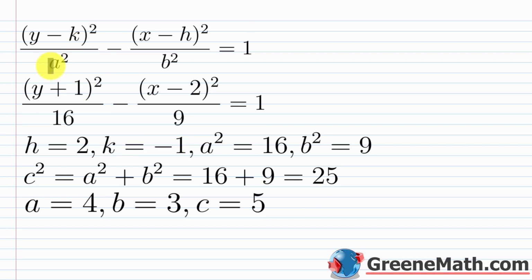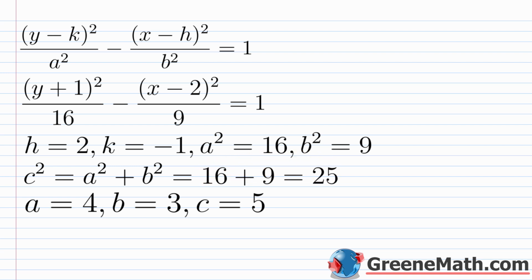Then when we look at a squared, that's going to be 16. You're just matching up those denominators. And then b squared is going to be 9. Again, we're just matching up those denominators. Now we're going to need c squared, and that's coming from the relationship c squared equals a squared plus b squared. Well, a squared is 16, b squared is 9, so 16 plus 9 is 25, so c squared is 25.